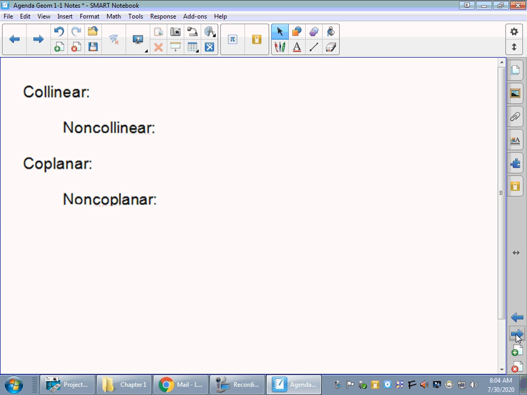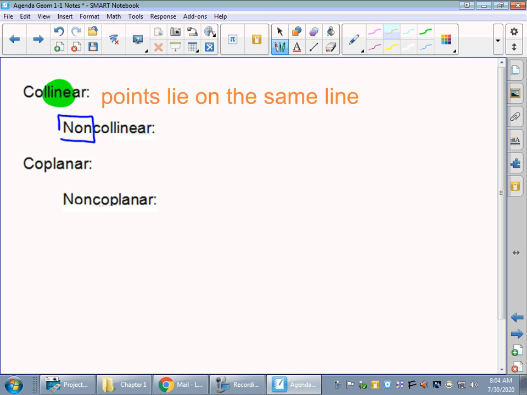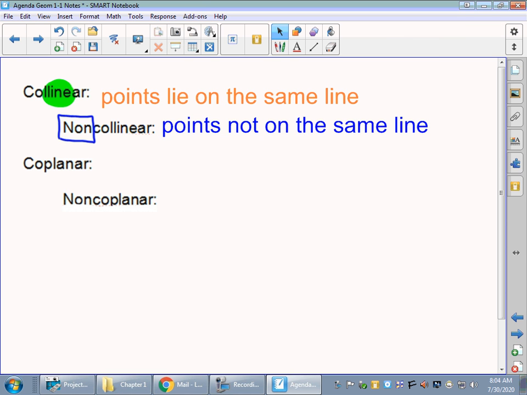So we need to know what collinear is. If you know anything about root words, you might see that the root word for collinear is line. Co means together. So collinear are points that lie on the same line. Non-collinear is just the opposite, points that are not on the same line. So I'll ask you something like, are points Q and P collinear?